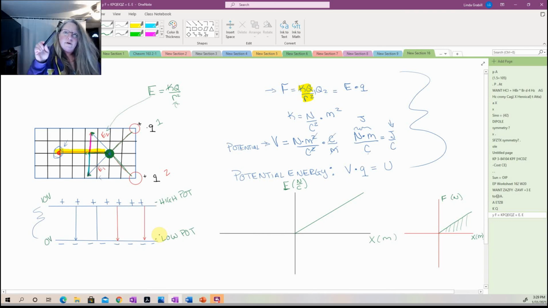I start off with high potential energy. I end up with no potential energy when I consider the water my zero line. And that means that all of that potential is converted into kinetic. So let's go back to our units then, because now we can think of this in terms of potential. So this would be high potential, capital V.